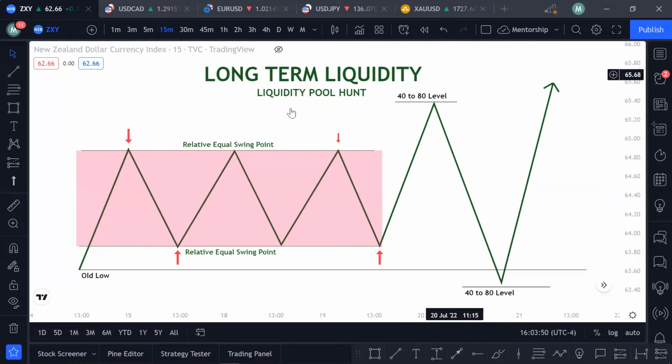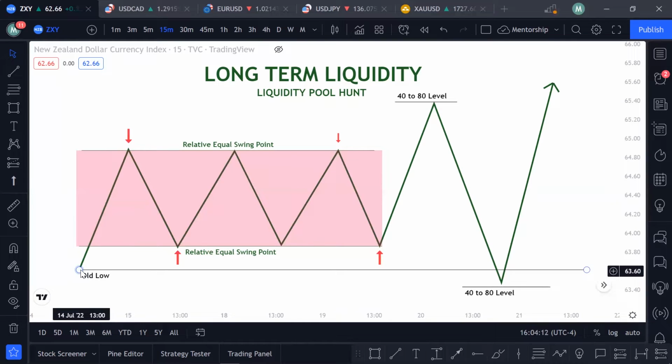What is this concept all about? We need to look at 3 things first. One of them must be an old swing point or a long-term swing point. We have an old low here. It can either be an old high or an old low.